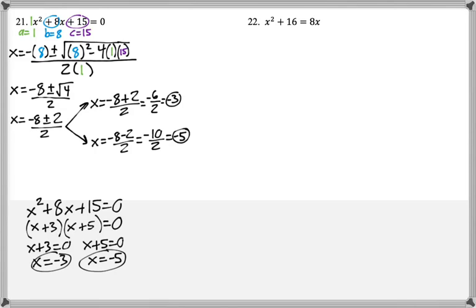So factoring is a lot faster than the quadratic formula. However, like we've seen, factoring will not always get you the answer, whereas the quadratic formula can always get you the answer.